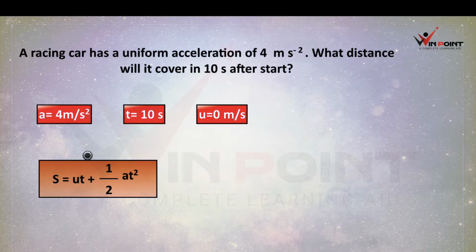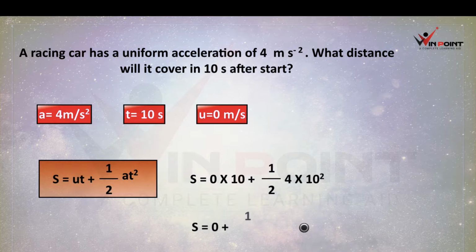We can substitute all the values here. It will be 0 into 10 plus 1 by 2 into 4 into 10 square. Then 0 plus 1 by 2 into 4 into 100. S equal to 1 by 2 into 400. S equal to 200 meter.